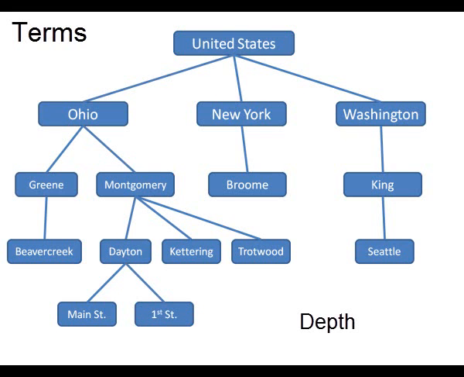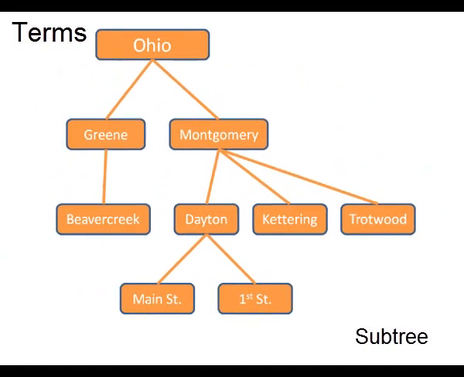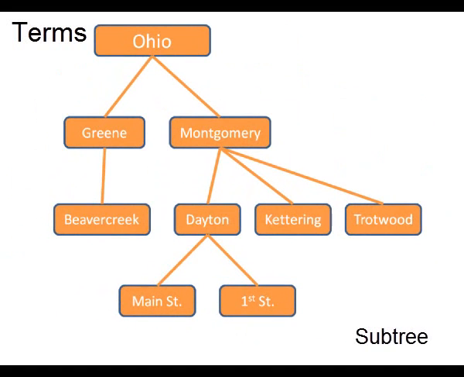The depth of a node is the same as the number of ancestors it has. Here, Beaver Creek has 3 ancestors, so it has a depth of 3. A tree's height is the maximum depth for any of the nodes, which for this tree is 4. If we take one of the nodes in a tree, along with all of that node's descendants, and then remove it from the original tree and make it the root, we have a new tree. This is known as a subtree.